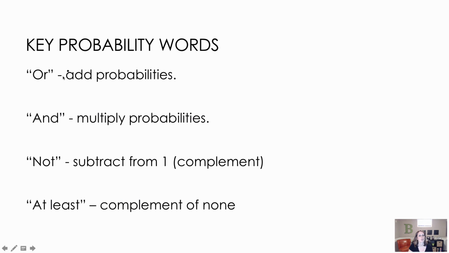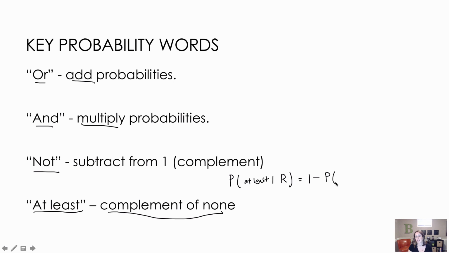So again, just a couple of keywords for you. If you see or, that means one event is occurring. You're going to add the probabilities. If you see and, that means 2 or more events are occurring and we're multiplying the probabilities. If we see not, that's subtract from 1 or find the complement. And then at least, that's the complement of none. And here's what that means. If I said, find the probability of at least 1 red in a deck of cards, well, that would be 1 minus the probability of no reds in a deck of cards. That's what we'll do. So this we're actually going to use quite a bit.